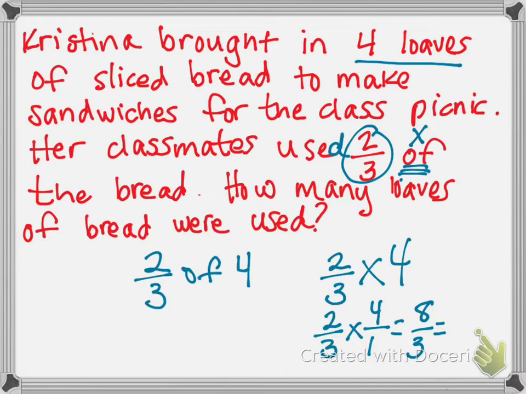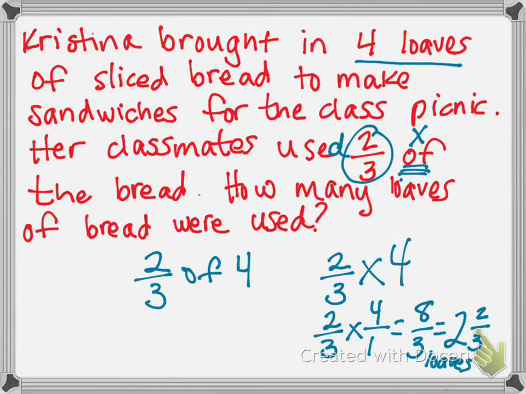8 divided by 3, 3 goes into 8 twice. That makes 6. 3 times 2 is 6. We have 2 left over. So 2 2/3. How many loaves of bread were used? 2 2/3 loaves were used.